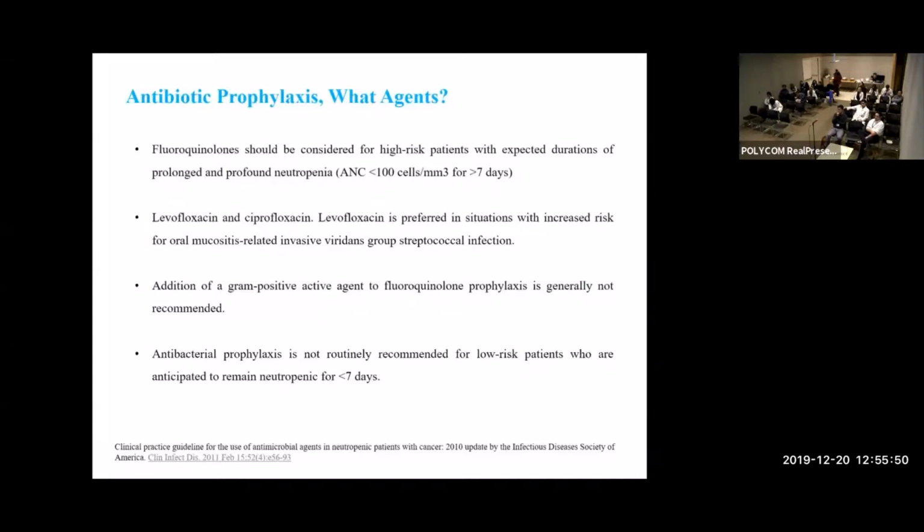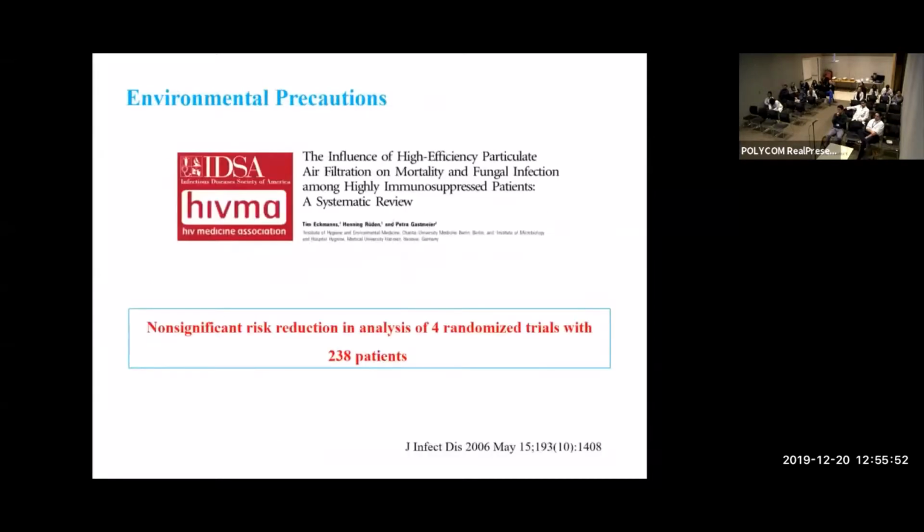So what about environmental precautions? We know that for neutropenic patients, we typically use gowns, masks, and aggressive hand washing, because these patients are really susceptible to different infections. But early on, when the guidelines were being developed for these patients, there were some recommendations about high efficiency particulate air filtration, and the most recent evidence says that these filters actually don't make a difference in the management of these patients.